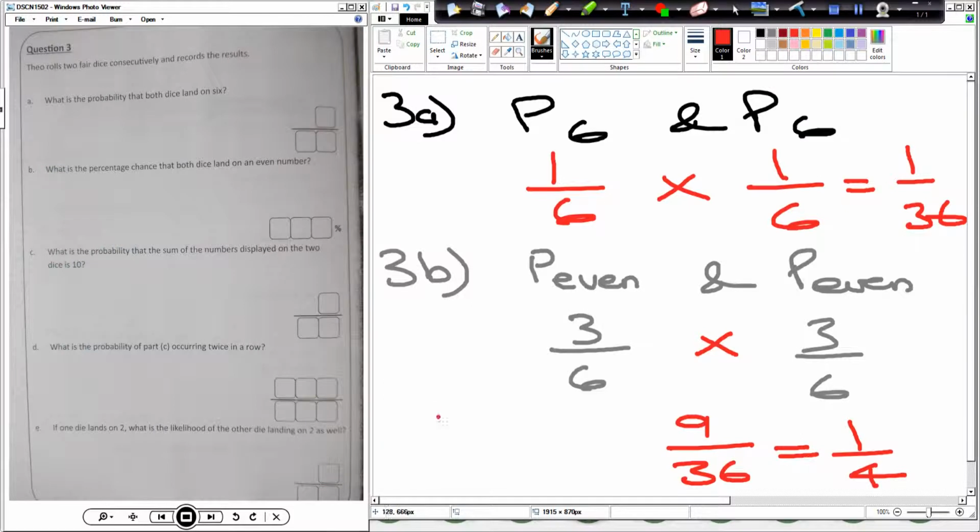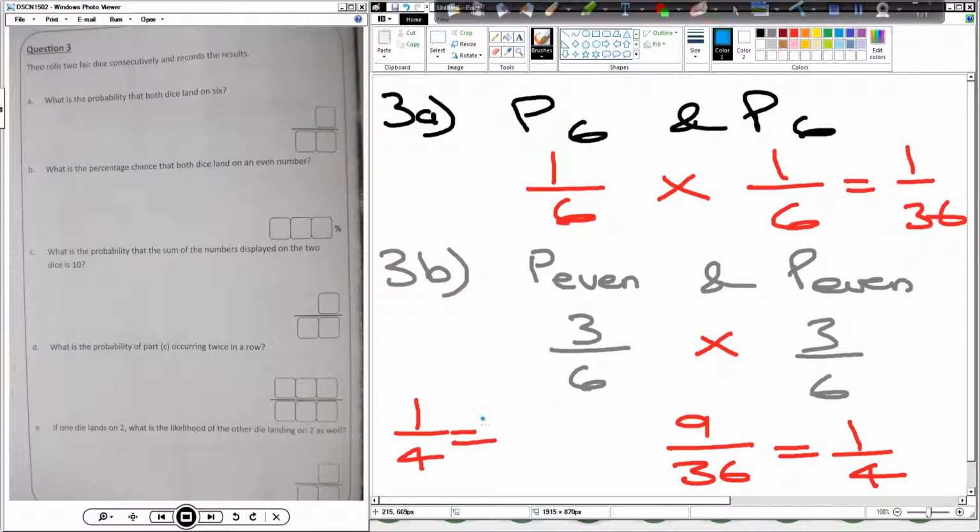The question goes, what is the percentage? So 1/4, haven't finished yet, as a percentage is equal to what? 25%. Everybody knows that. So 1/4 is equivalent to 25%. So we've got to work it out, change into percentage. Okay, that's lovely. That's question 3B done.